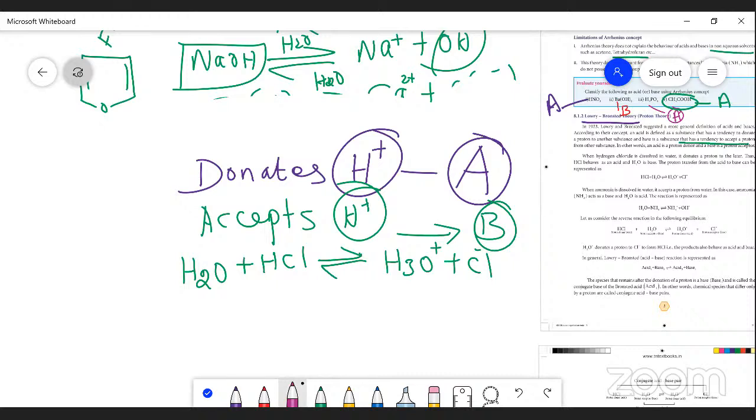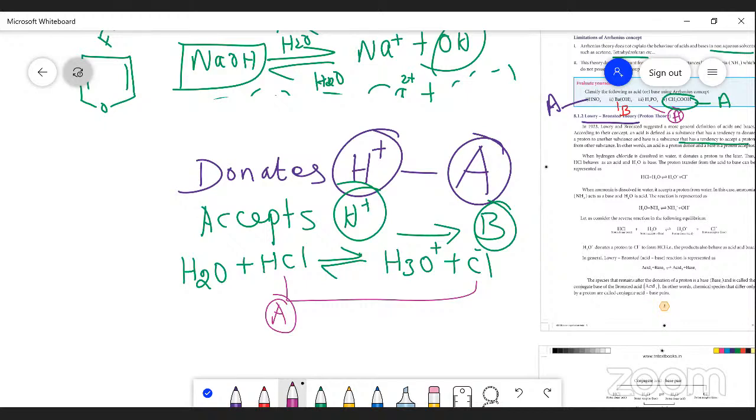According to Bronsted-Lowry, an acid is one which donates the H plus ion. Now I am going to see from this reaction where the proton is donated and where it is accepted. See here, HCl is becoming Cl minus. HCl releases the H plus ion. So according to the theory, HCl is an acid.